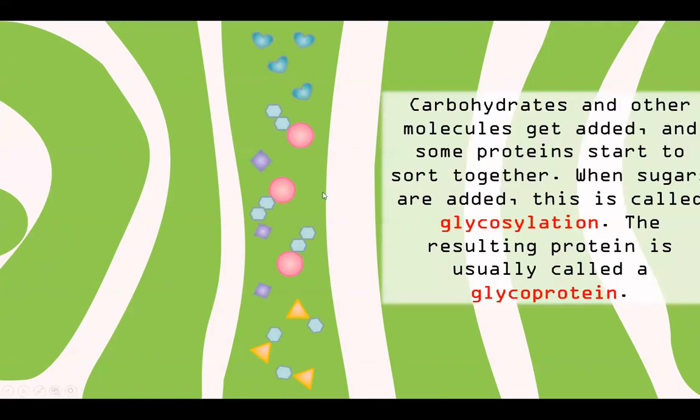As we travel through these cisternae, carbohydrates and other molecules can be added to our proteins. Sometimes they don't have to be, but here are some carbohydrates that I've added. Okay, so these are sugars, just carbohydrates. When these sugars are added, this is called glycosylation. And the resulting protein is usually what's called a glycoprotein. So it's a protein with a sugar element, like glycoprotein. Okay, so we've now got our glycoprotein, carbohydrates added. Here's another example down here.